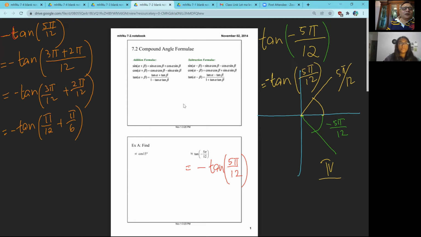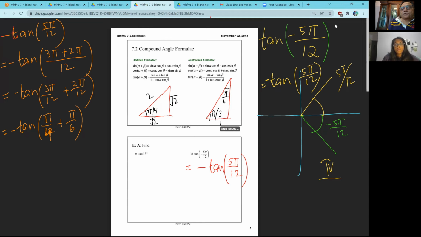Sorry, pi by 4, I wrote 12 here. Pi by 4, correct? 12 divided by 4. So basically, now I'm going to use my special triangles. These are the 2 triangles which are normally needed in this exercise, and you should always make these triangles even before you start answering the questions, right? If I'm talking about pi by 4, we're talking about a triangle with square root 2 as equivalent sides, legs, and 2 as my hypotenuse. And for pi by 3 and pi by 6, the sides are 1, 2, square root 3, correct?